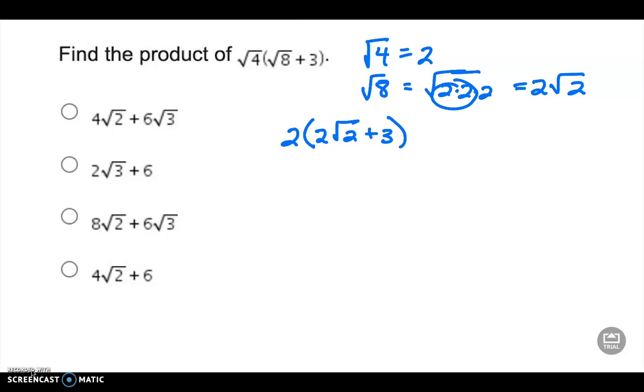Now we're going to use our distributive property. 2 times 2 times the square root of 2 is 4 times the square root of 2, and 2 times 3 is 6. Now because this one has a radical and this one does not, we can't combine those terms, so that is as simple as it goes. So this one right down here.